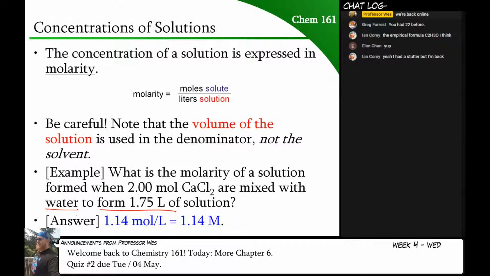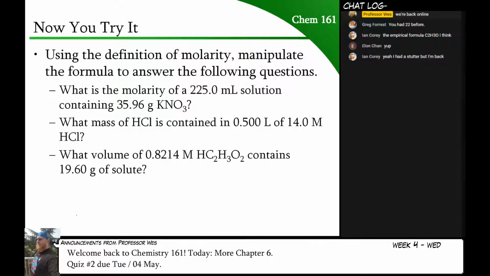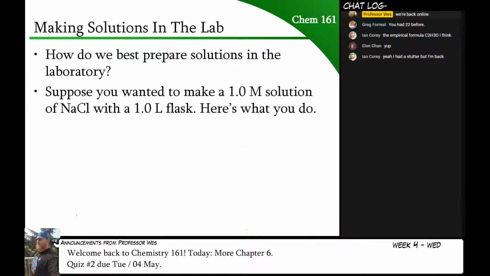Now, that's how you do the calculation for this. What would this look like in terms of a picture? Like if I had to show you the process going on.